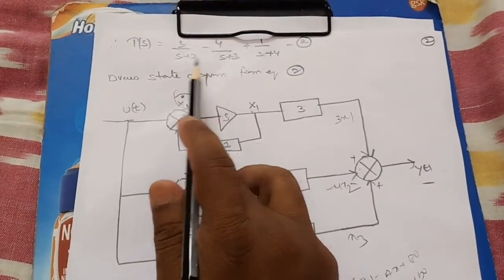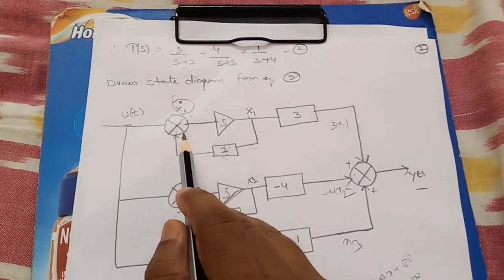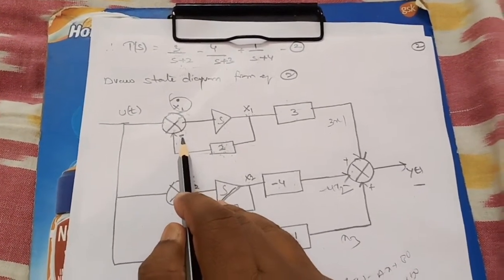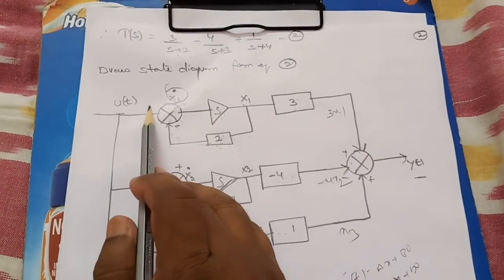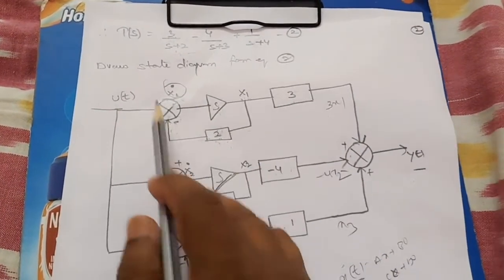If it is minus, then you have to put the feedback sign as plus. And the input you have to use is u of t. So the first one we have finished.